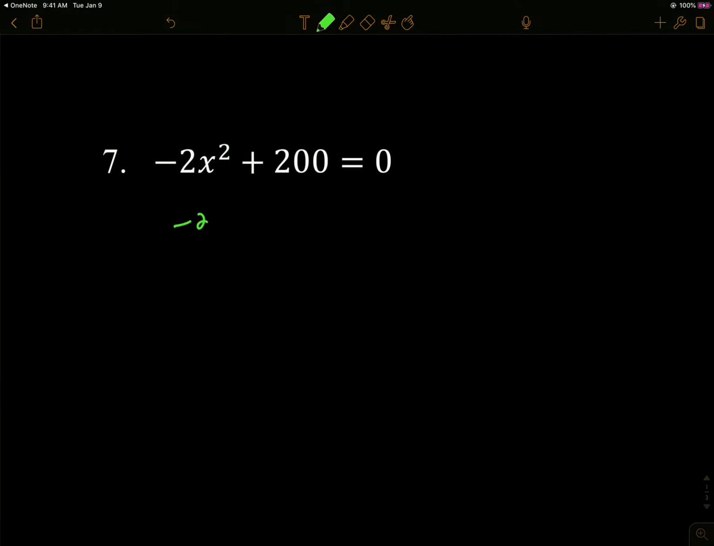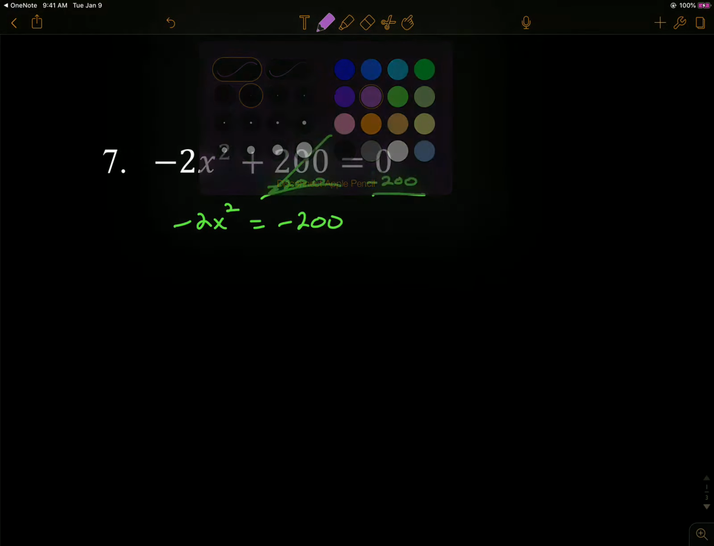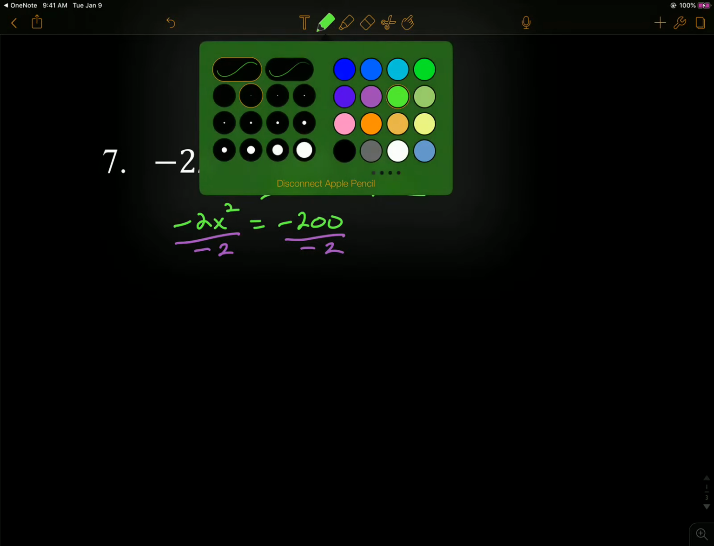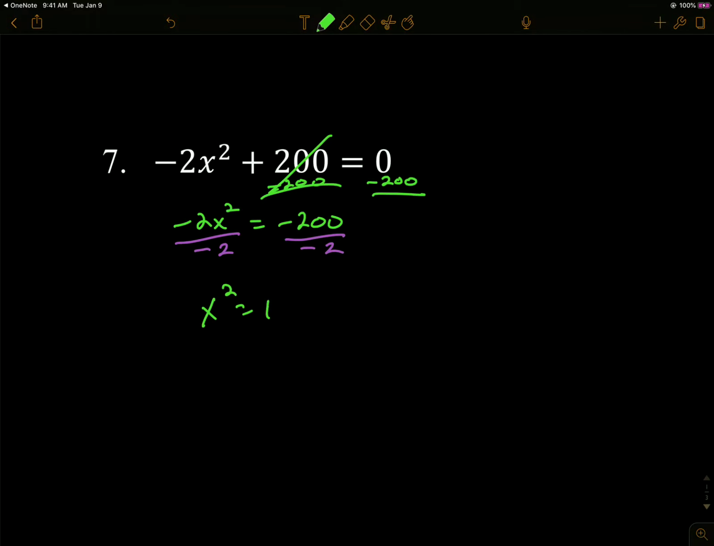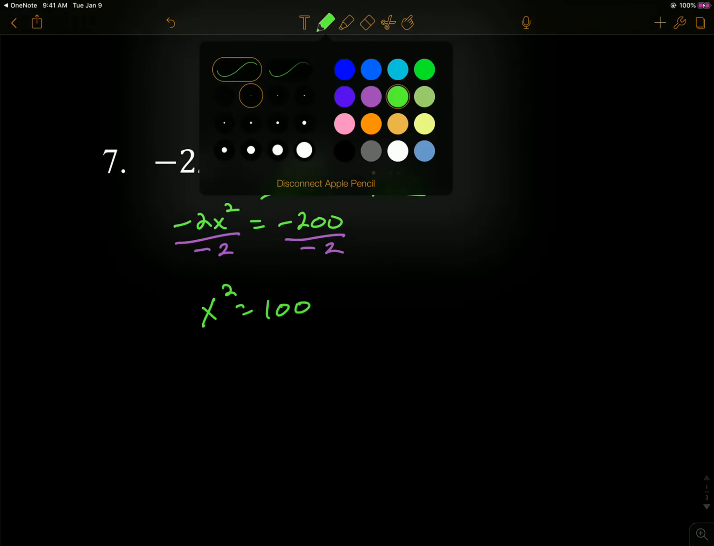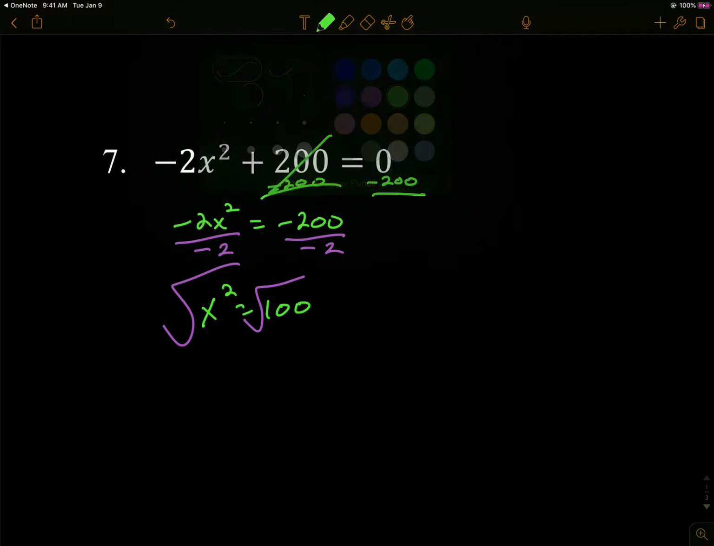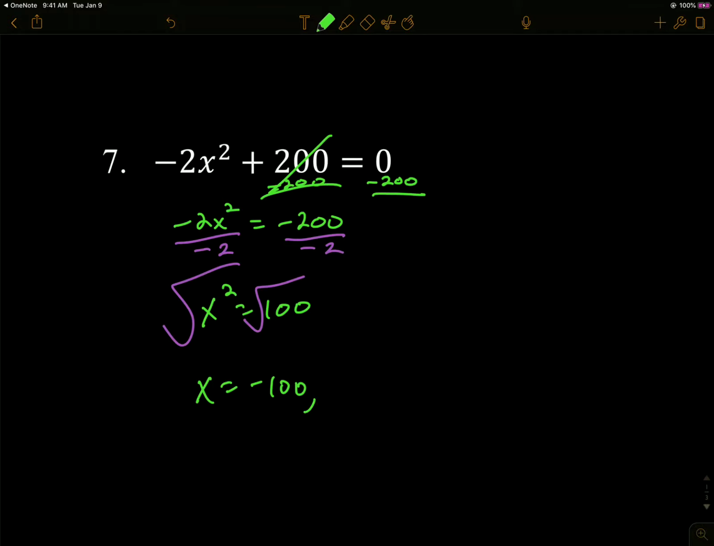All right, here I subtract 200 on both sides. So I end up with that. I should probably show you that, sorry. These cancel. 0 minus 200 is negative 200. Now I want to divide by negative 2 on both sides. So I get x squared equals 100. And then I want to square root finally once I get the x squared isolated. x equals negative 10 and positive 10.